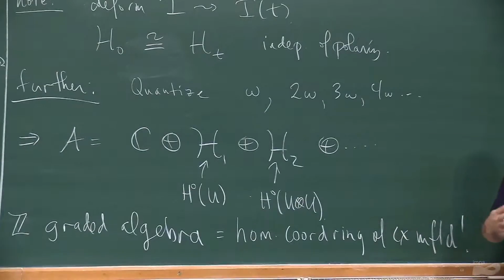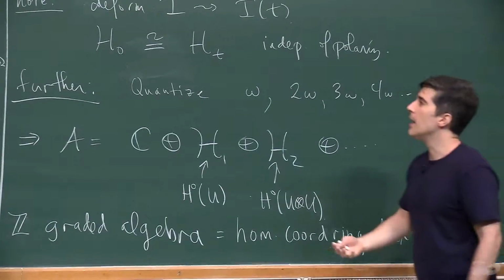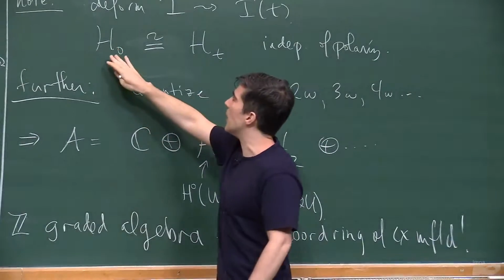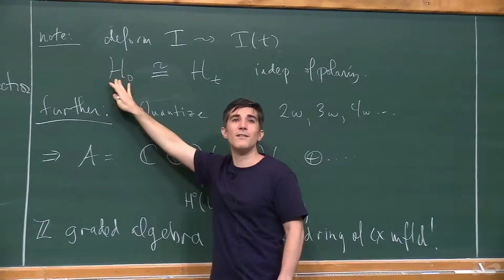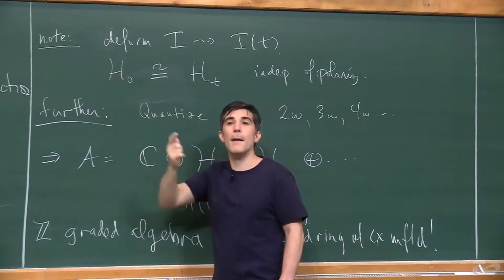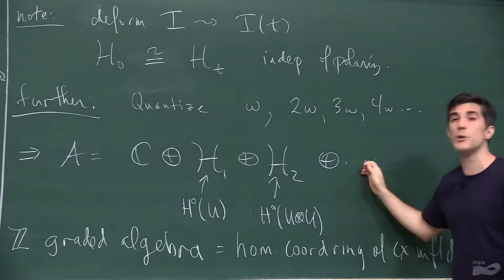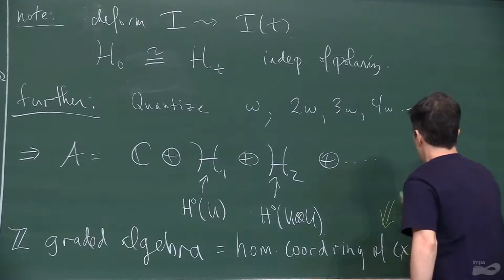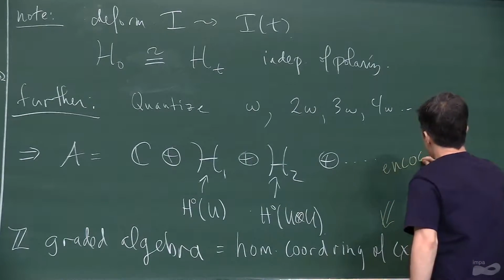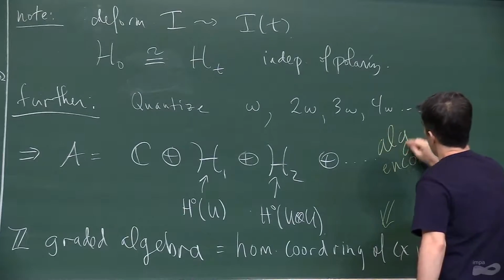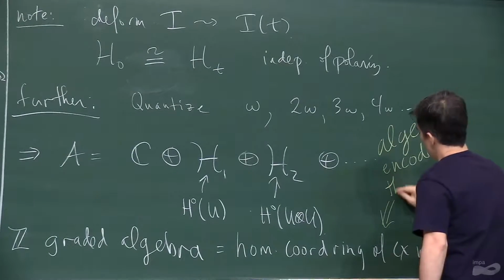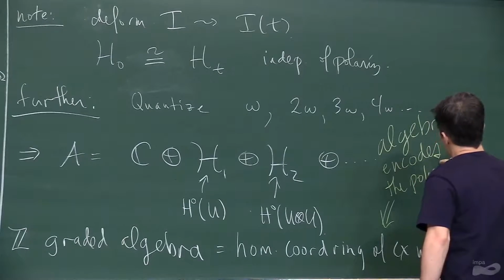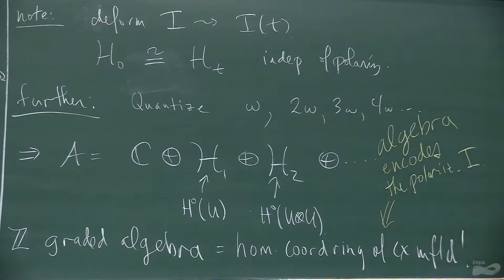So I'm going to abuse geometric quantization. Instead of using geometric quantization to get a single vector space which doesn't depend on the complex structure, I am going to abuse it, produce this algebra, which does depend on the polarization, because I'm interested in studying the polarization. Okay? So the algebra encodes the polarization I.